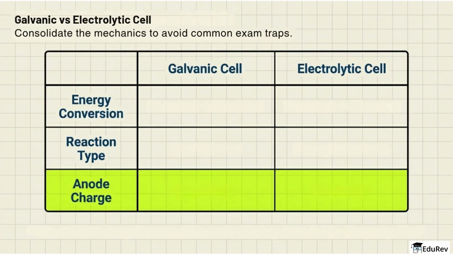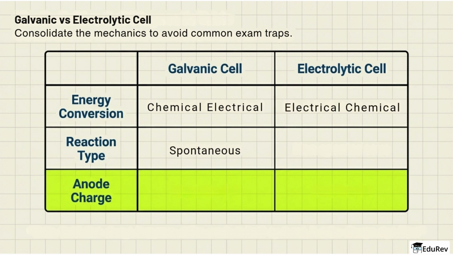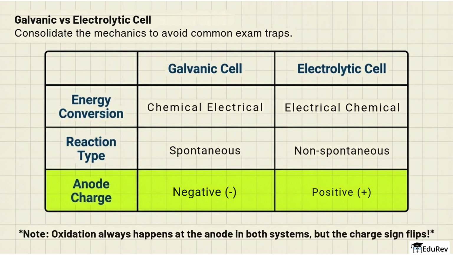This comparison table is the clean summary of the two cell types. A galvanic cell converts chemical energy to electrical energy and works through a spontaneous reaction. An electrolytic cell converts electrical energy to chemical energy and needs a non-spontaneous reaction to be forced by an external source. The sign of the anode also differs. It is negative in a galvanic cell and positive in an electrolytic cell. One thing never changes though. Oxidation always happens at the anode.